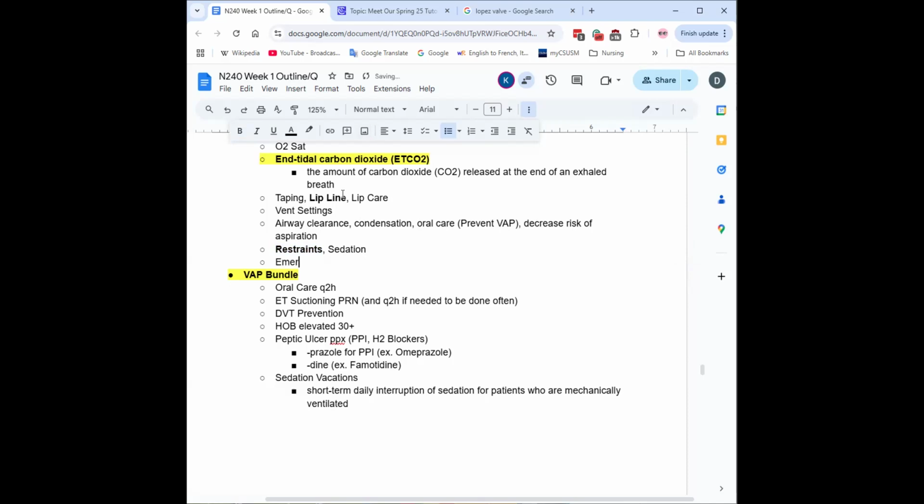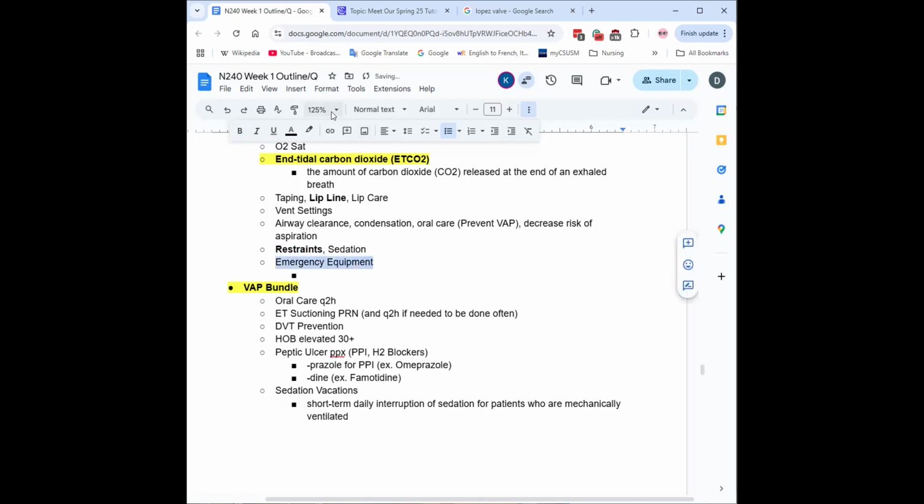And then lastly here is going to be emergency equipment. So what do you guys think is appropriate to have for a patient on a ventilator? Yeah, so that's going to be your big thing. It's going to be your ambu bag, for rescue. You'll learn more about the alarms. So if there's some issue with your ventilator, it gives you an alarm and you don't know how to fix it, you can go ahead and use the ambu bag to rescue the patient while you're trying to figure things out.